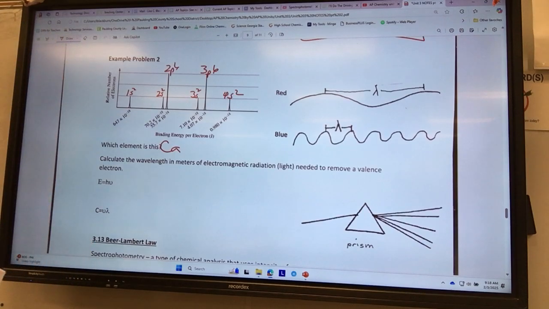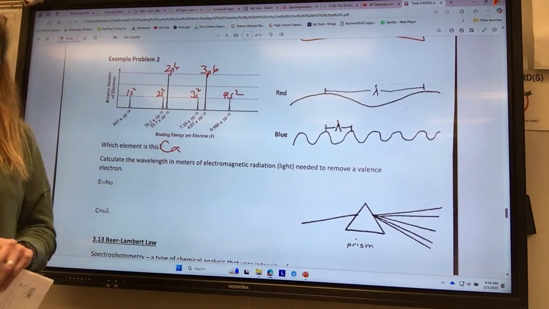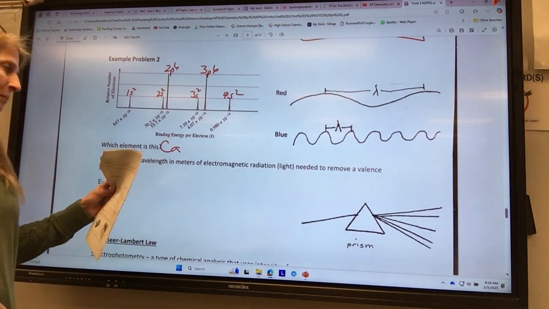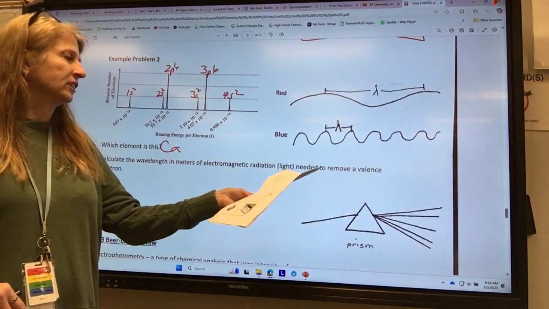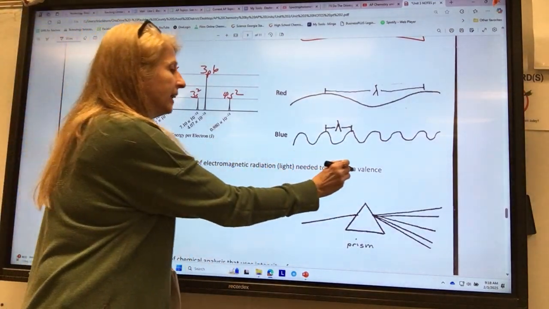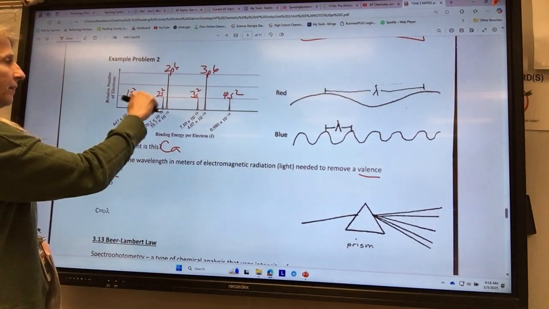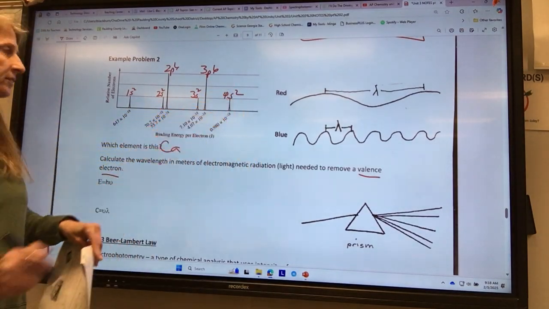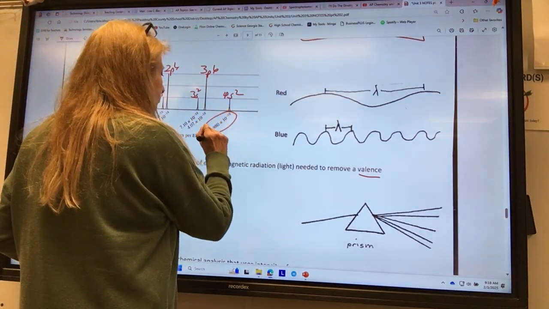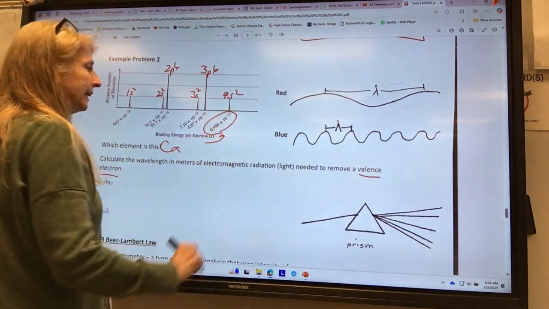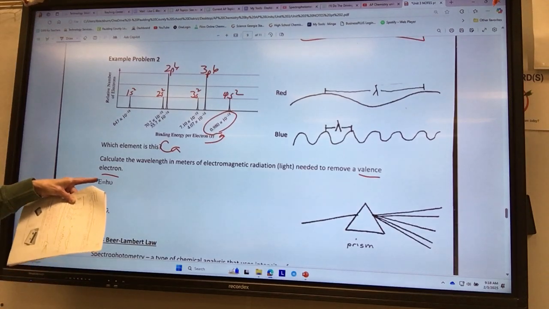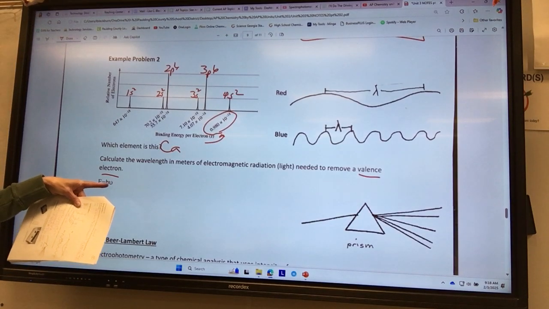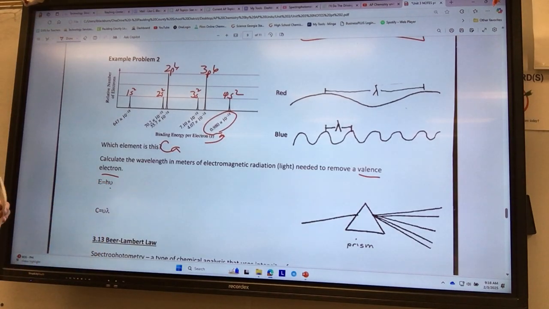Proud of y'all. Calculate the wavelength in meters of, let me stop going too fast. Calculate the wavelength in meters of the electromagnetic radiation light needed to remove a valence electron. So which one of these are we removing here? The last ones, right? The 4s2. And this is our energy right there, the binding energy. So we know energy, we know Planck's constant, we can solve for frequency.